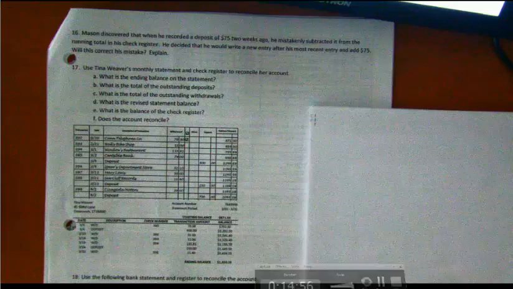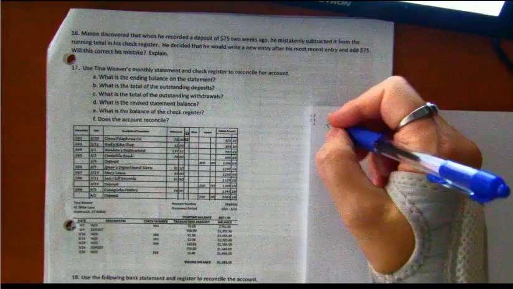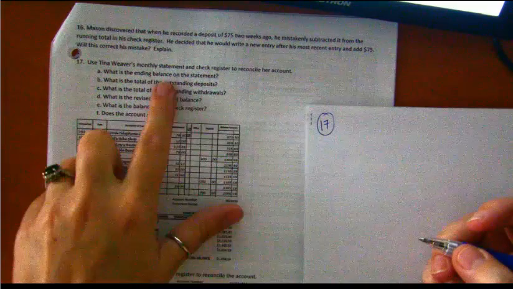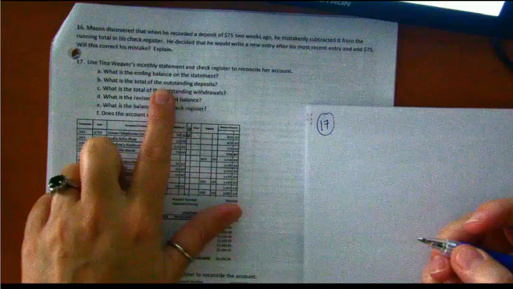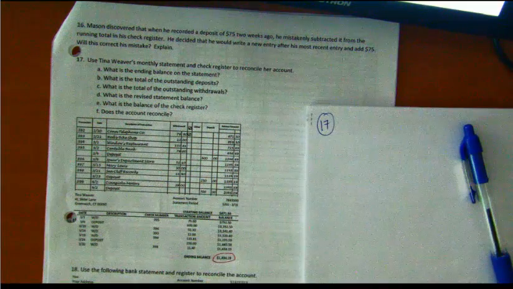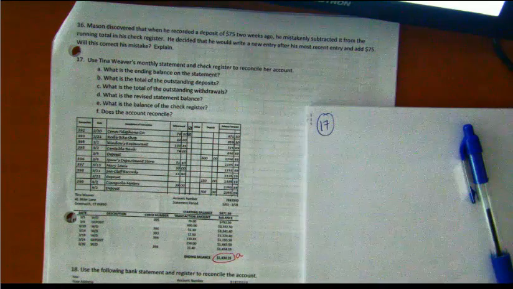All right, so on 17, we're going to balance this checkbook, and have to find the ending balance on the statement. That's right here, that's 4234 monthly, right? That's right there. That's the answer to A.